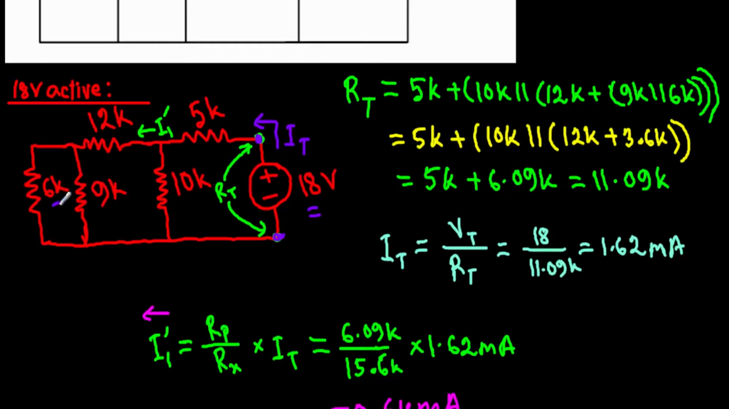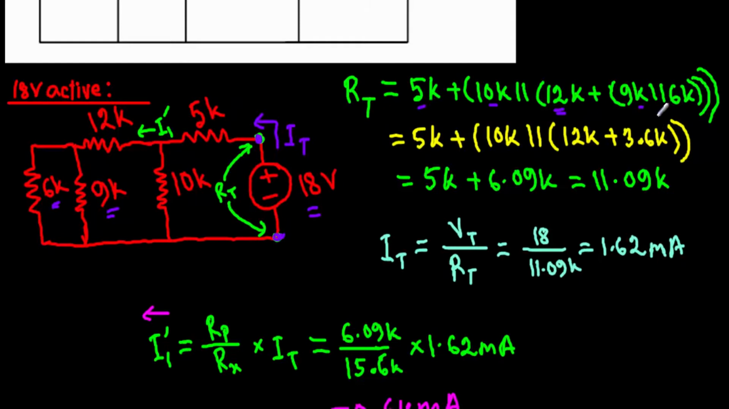At first, this 6 kilo ohm and this 9 kilo ohm resistances will be in parallel, and their equivalent parallel resistance will be in series with this 12 kilo ohm resistor, which I have shown here: the parallel of 6k and 9k is in series with 12 kilo ohm, and that resistance will be in parallel with 10 kilo ohm. And if I reduce this whole branch into a single resistance, then that resistance will be in series with the 5 kilo ohm resistor.